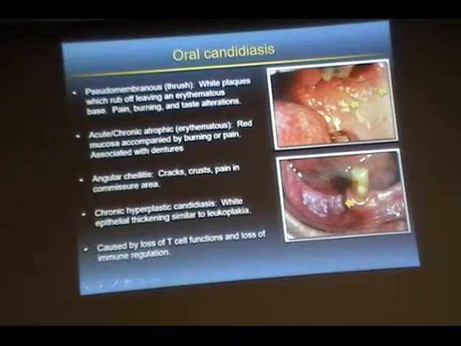And all of these are caused by loss of T cell functions, Th17 cell functions. We have some slides for that, and also if you don't have proper immune regulation, that also leads to excessive immune responses and accumulation of inflammatory cells, causing chronic hyperplastic candidiasis.